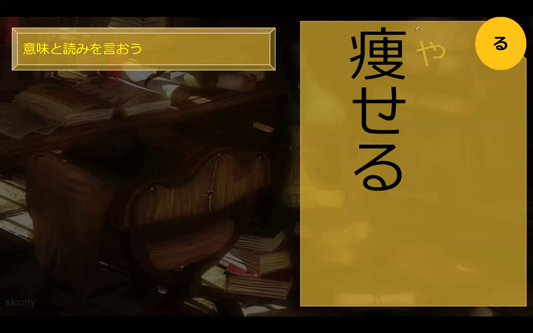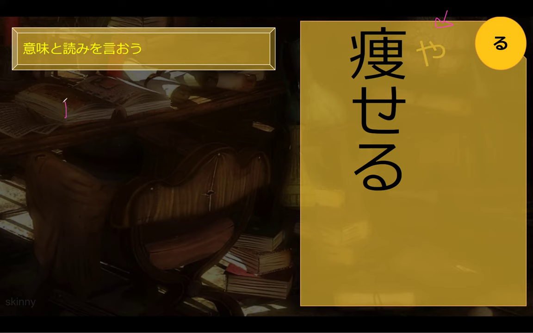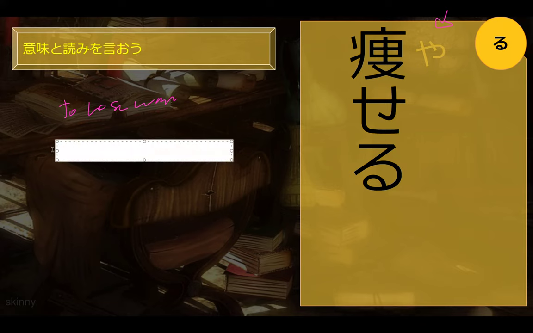Perfect, it's dirty. Can you read this word for me? Yaseru. Yaseru is a verb. A lot of times it'll be called to lose weight. That is because if you have it in te form, that's what it means. Yaseteiru is to be losing weight.